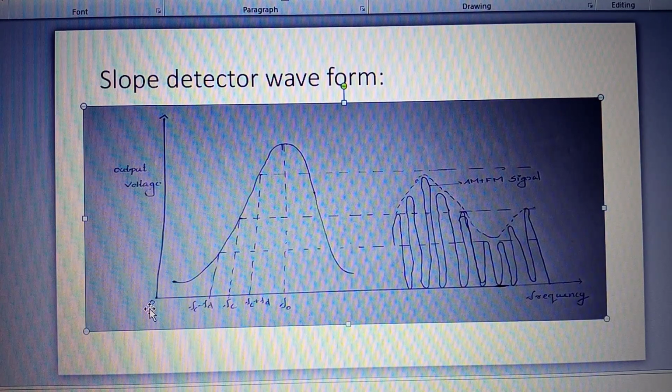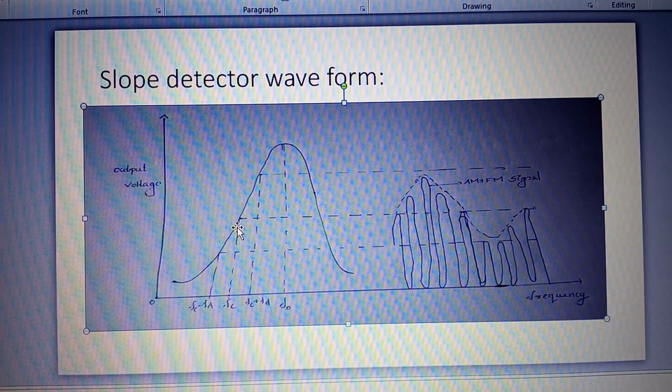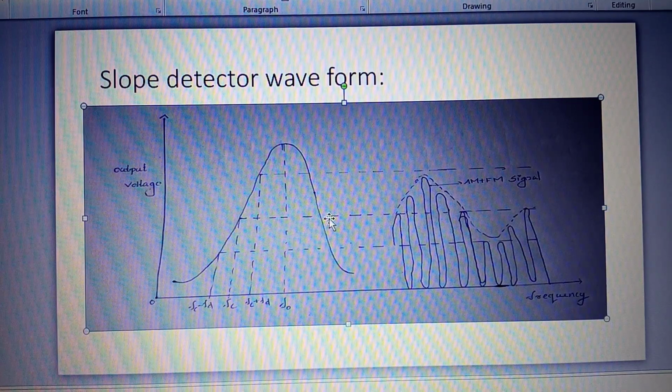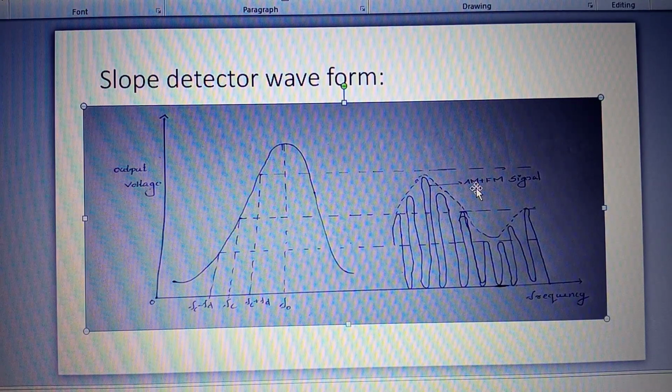So what we find here is that F0 is greater than Fc for the incoming signal of frequency Fc. This is the output voltage at the output of the frequency selective network. So this particular circuit gives an output which is actually a mixture of AM and FM. You can see that from the carrier signal in the FM modulated wave, the output is something like this. So the output strength is this.